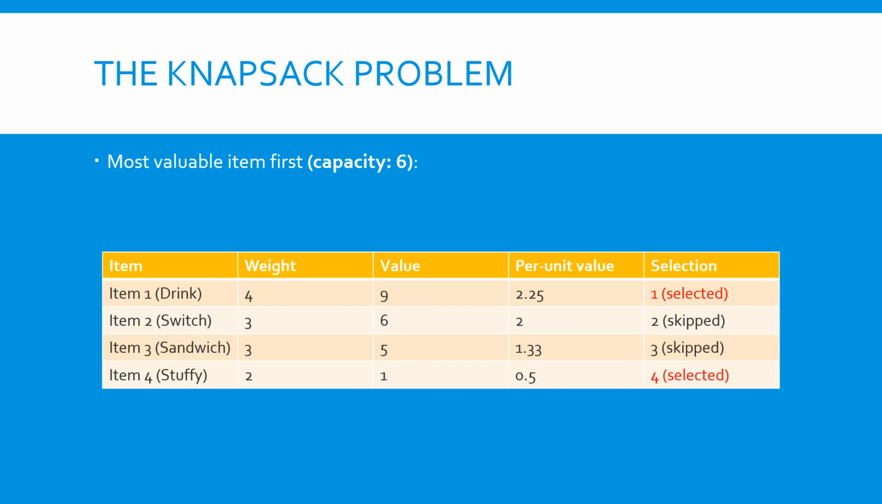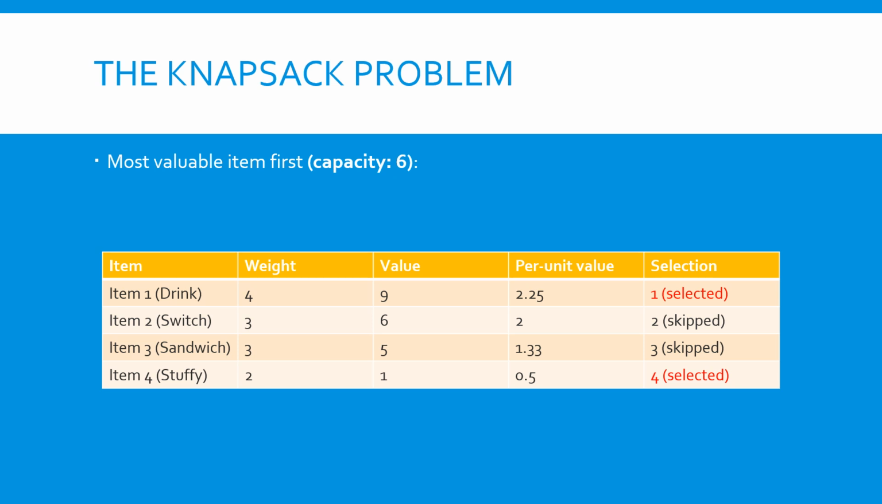Let's first try the strategy of selecting the most valuable item first. In the selection column of the table, we will label the order in which the items are considered based on the corresponding greedy criterion. The drink has a value of 9, making it the most valuable item, so it will be considered first. Starting with a total capacity of 6, selecting the drink requires 4 units of capacity, which is available. Therefore, we place the drink into the backpack, leaving a remaining capacity of 2.